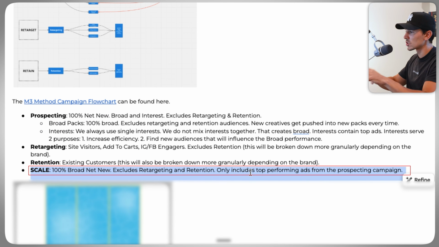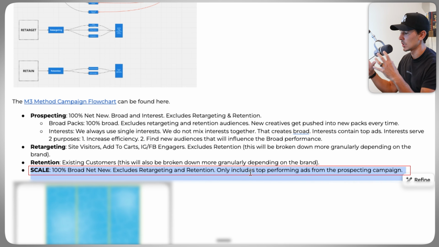The scale is a 100% broad net new, excluding retargeting, excluding retention, and this is the place where your top performing ads live. These are graduated from the prospecting CBO campaign in most cases, and the key of the scale campaign, don't get this twisted, guys. The key of the scale campaign is that all it does is it hosts your top ads. It guarantees spend on your top ads.